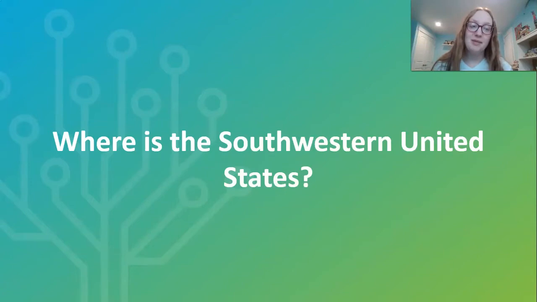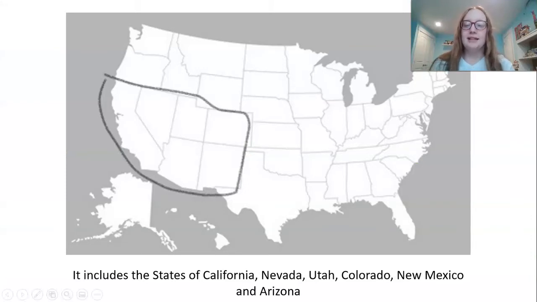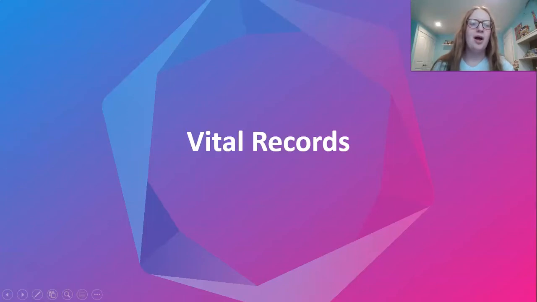So the first question you may be having is, where exactly is the Southwestern United States? It is this area on the map that you can see that is circled. It includes the states of California, Nevada, Arizona, Colorado, New Mexico, and Arizona. We're going to talk about record types in this series.